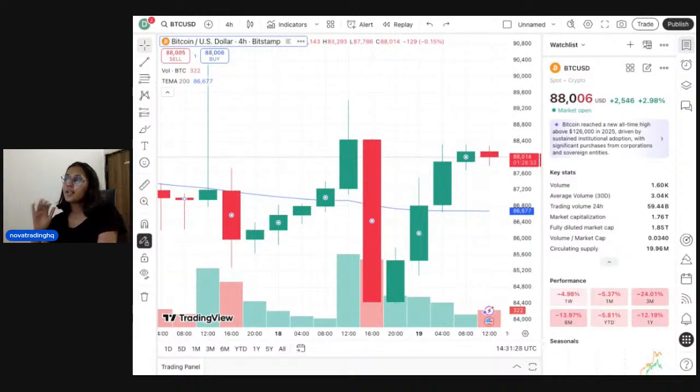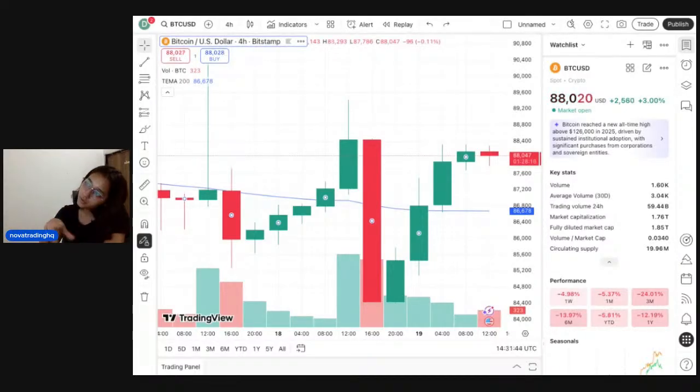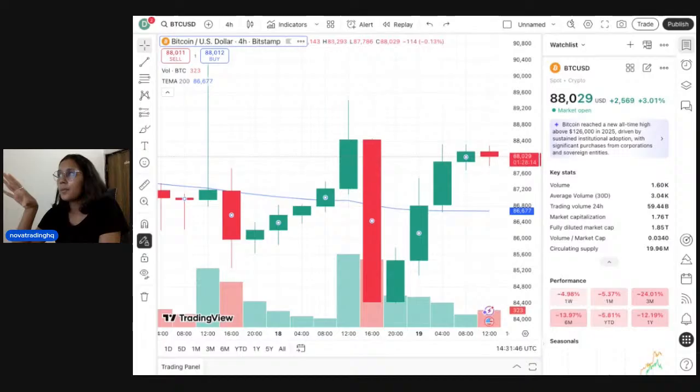So first is 86,600 and something, which must hold as the pivot. If the price loses it on a 4 hour closing basis, the market re-enters the repair failure and can rotate back towards 85 to something like 84.4K, right? So that's the first thing you need to keep in mind.